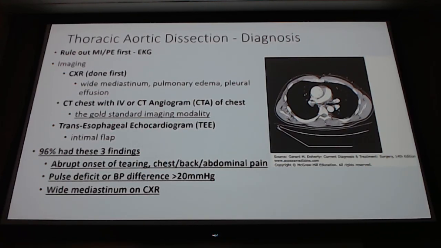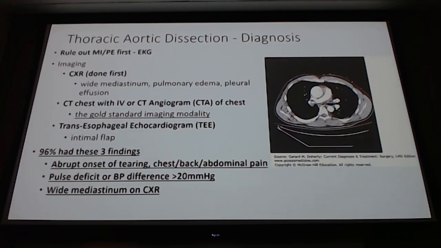What are we looking for? Widened mediastinum. We're looking for pulmonary edema, pleural effusions, but really we want to look for that widened mediastinum. If you have someone who comes in with this horrific chest pain and their chest X-ray is completely normal, with a not widened mediastinum, no pulmonary edema, no pleural effusion, most likely it's not a thoracic dissection. You really have to have that mediastinal widening.